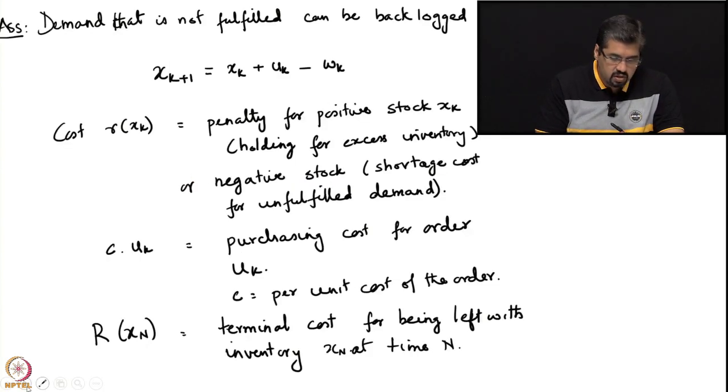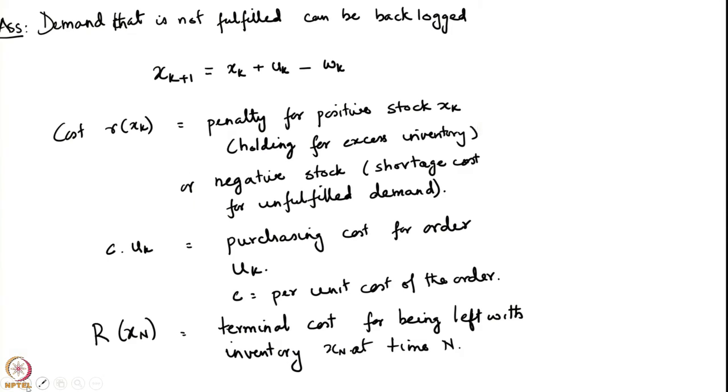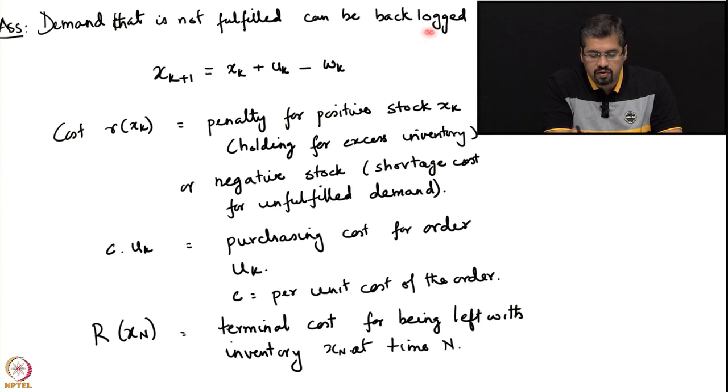We also assumed that demand that is not fulfilled can be backlogged. So, any unfulfilled demand showed up as a negative stock in our available stock. So, the amount of stock available was given by this linear equation: xk plus 1 equals xk plus uk minus wk. The objective was to minimize a total cost.